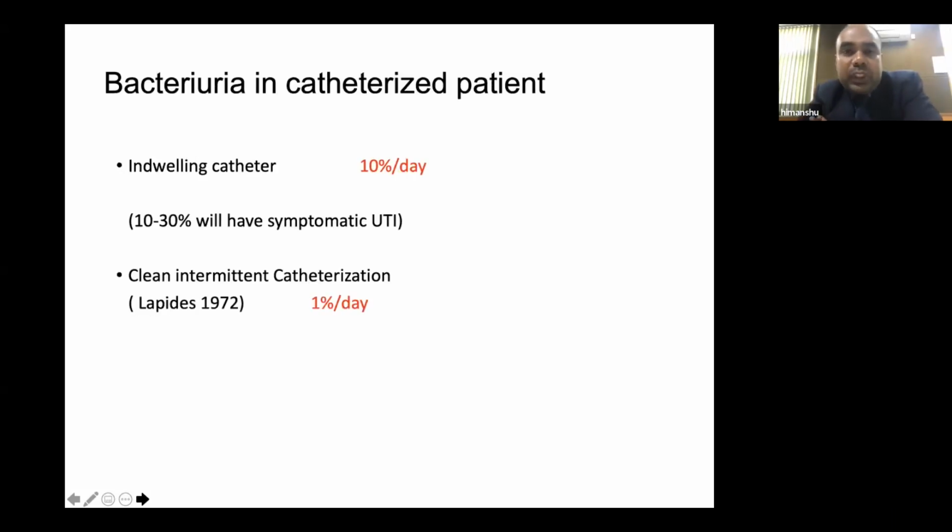Bacteria in a catheterized patient is very common, especially in a tertiary care super specialty hospital, where there will be long standing indwelling catheters and the risk of infection goes up. And of course, in your hospital you'll also have OPD patients coming with clean intermittent catheterization, where even there you have a 1% increase in bacteria per day.